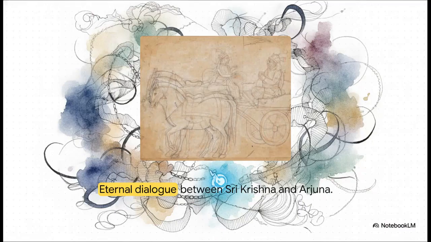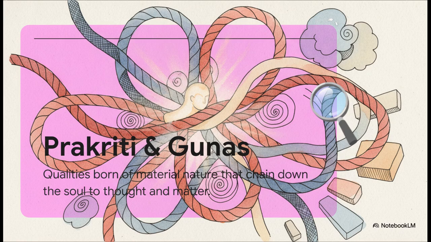To really get Chapter 14, we have to start with the fundamental problem of the human condition. In this ancient, eternal dialogue, Lord Krishna reveals to the warrior Arjuna that the soul is essentially trapped in the material world by invisible forces. The soul itself? It's pure, indestructible, and infinite. But the moment it enters the physical realm, it gets tangled up. So how exactly does that tangling happen?